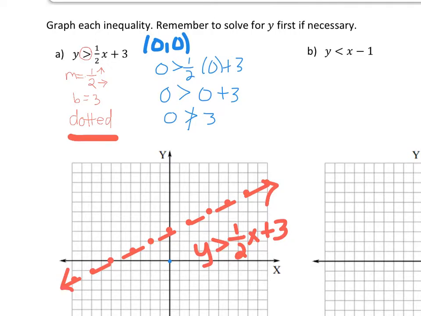That tells me that this side, because that's where 0, 0 is, does not get shaded. So the other side will get shaded, and we can show shaded by just drawing lines like that. You could shade in the entire thing, it would just take much more time. But that's how you graph an inequality.